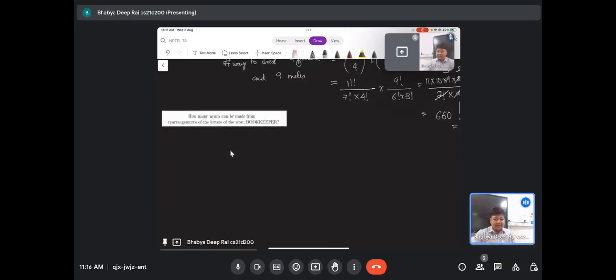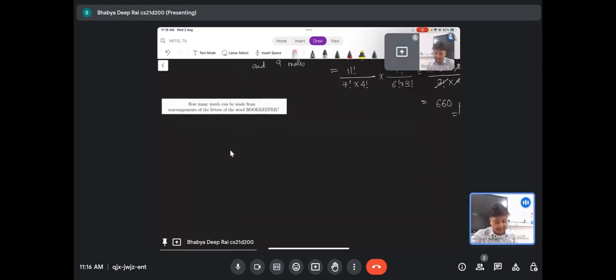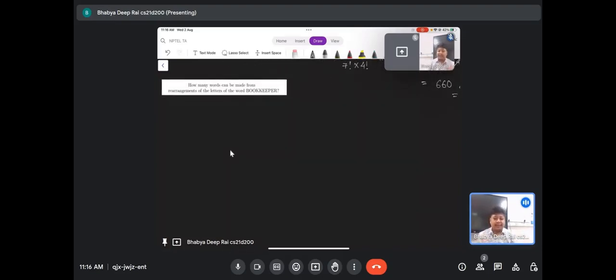Okay, now let us continue with other problems. So this problem is based on words, or sometimes called strings. So the question is as follows: how many words can be made from rearrangements, okay, of the letters of the word bookkeeper? Okay. So what does this mean? If this is my word, okay, if this is my word, then what I do is I want to rearrange them.